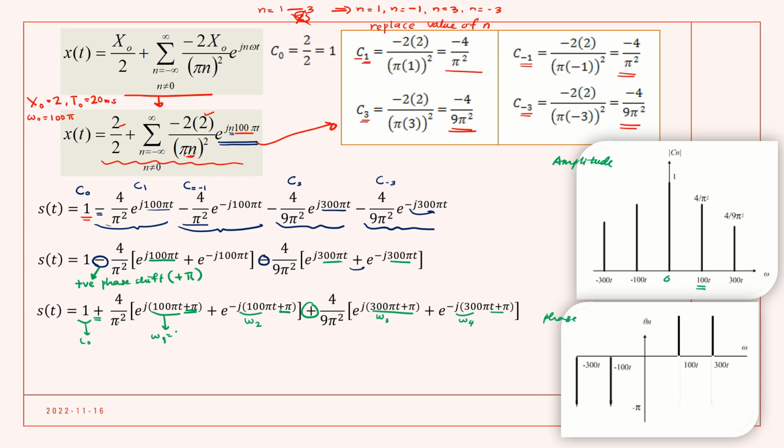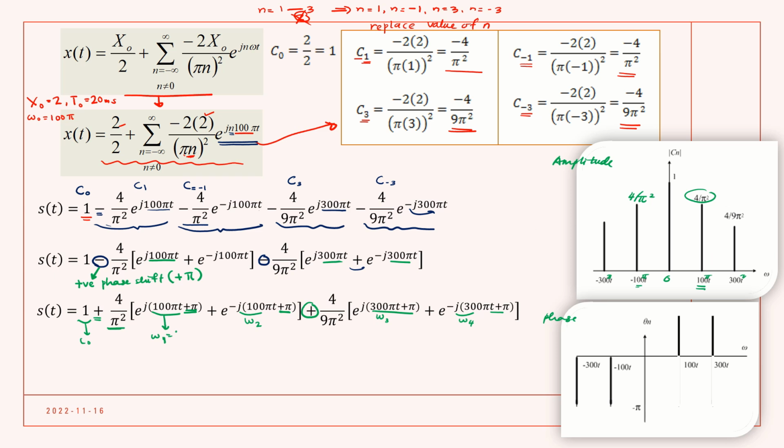So what is the amplitude? The amplitude is 4 over pi squared, right? So the next component of omega is going to be minus 100 pi t. Sorry, I forgot to write pi here. Alright, minus 100 pi t. So what is the amplitude? The amplitude is the same, 4 over pi squared, right?